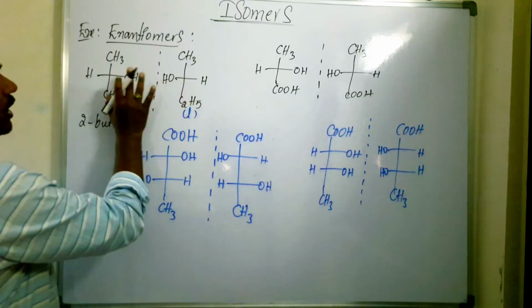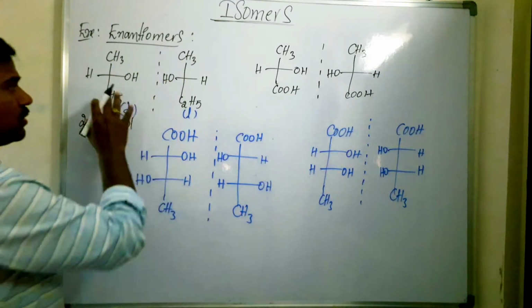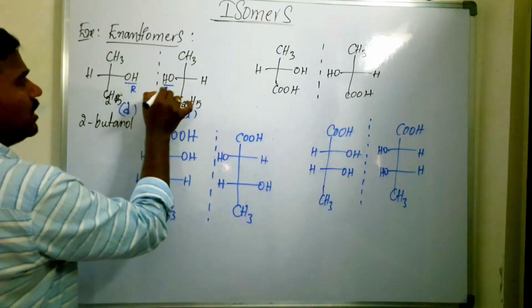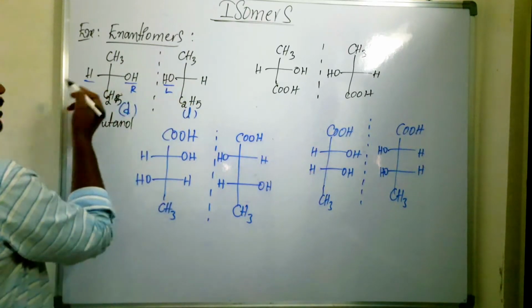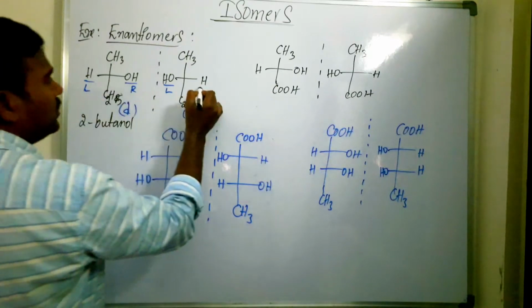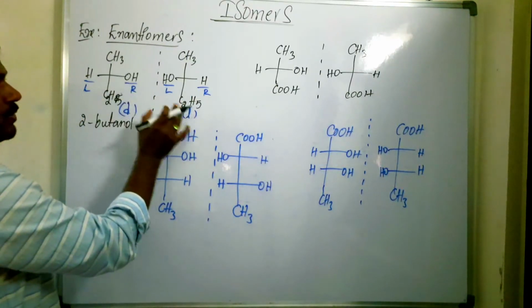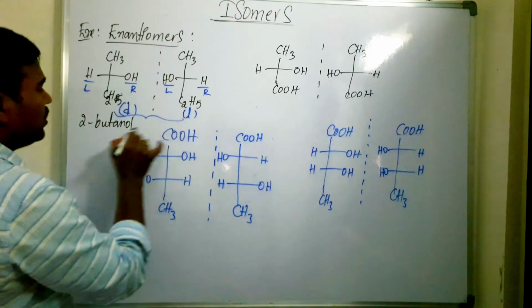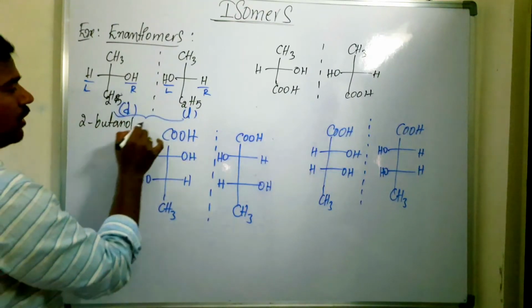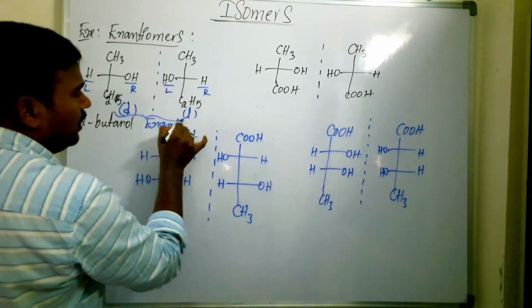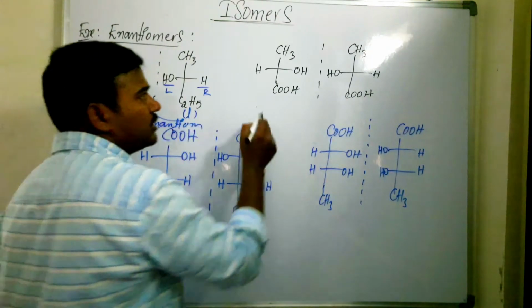Now are these two mirror images or not? These two are mirror images. The right side OH comes here on the left side. The left side hydrogen comes to the right hand side. Now these two are non-superimposable on their mirror images. So the two pair of 2-butanol come under enantiomers.